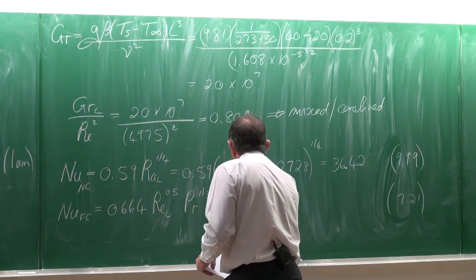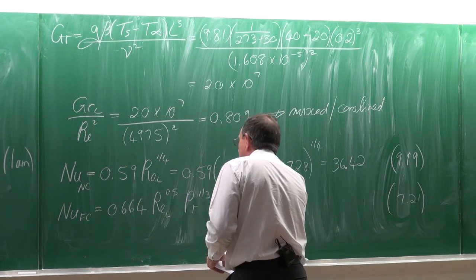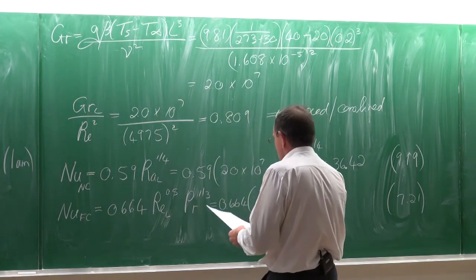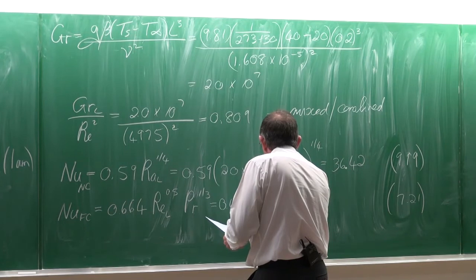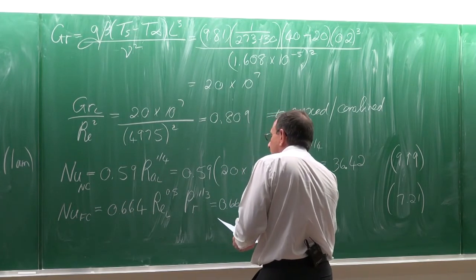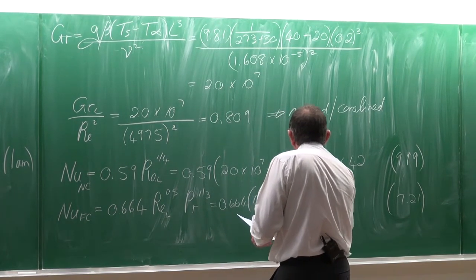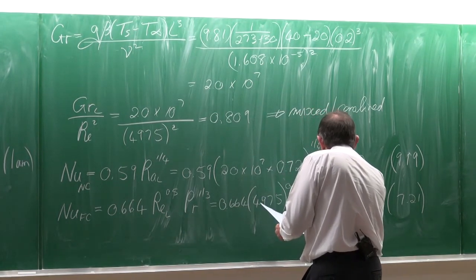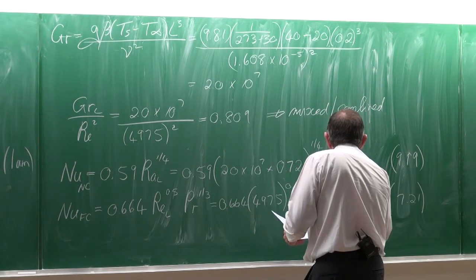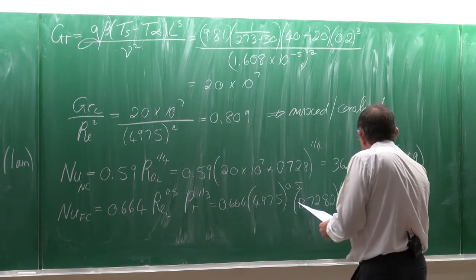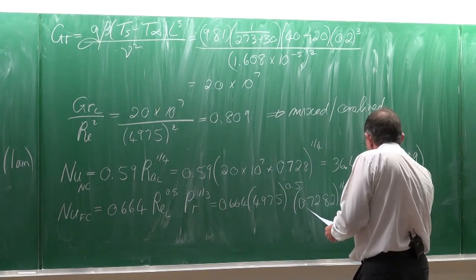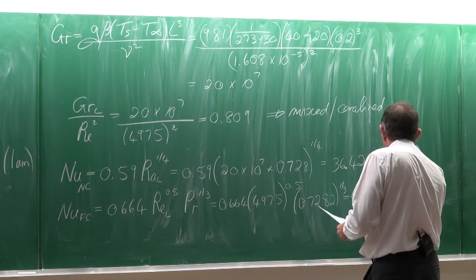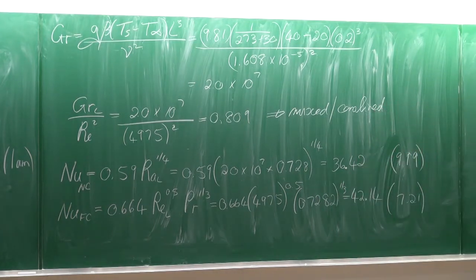It is equal to 0.664 multiplied by the Reynolds number. The Reynolds number is 4975 to the 0.5 multiplied by the Prandtl number, which is 0.7282 to the third, and that will give us a Nusselt number of 42.14.